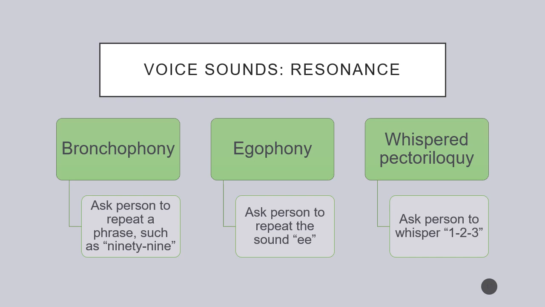So in bronchophony, you have the person say 99, 99, 99, and normally it's really hard to hear. If there's consolidation, it's amplified and you can hear it clearly. With egophony, you ask the person to say E, and normally you can kind of hear E, but if the person has consolidation, it's amplified and you actually hear the sound A. And with whispered pectoriloquy, you ask the person to whisper 1, 2, 3. Normally you can barely hear it, but if there's consolidation, then it would be amplified.